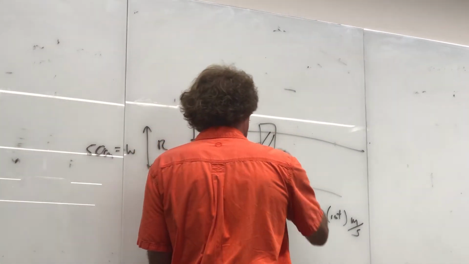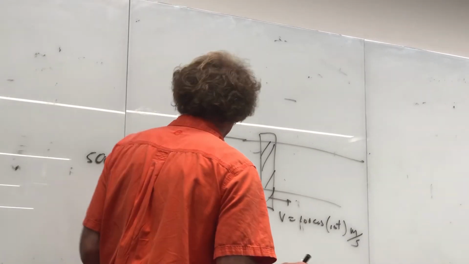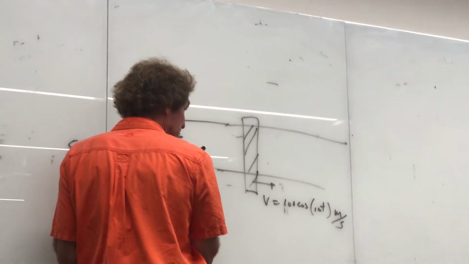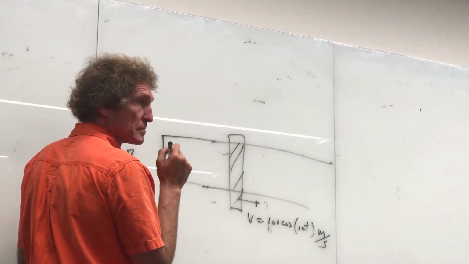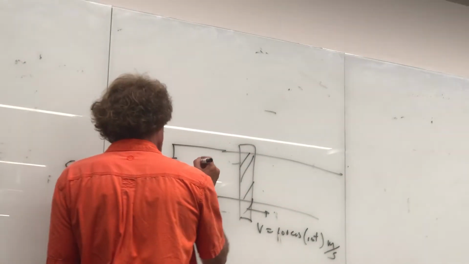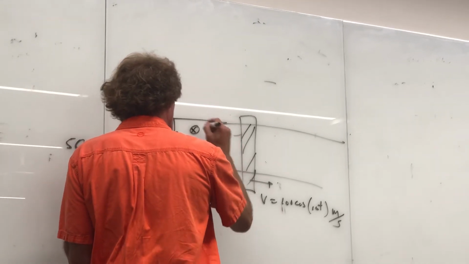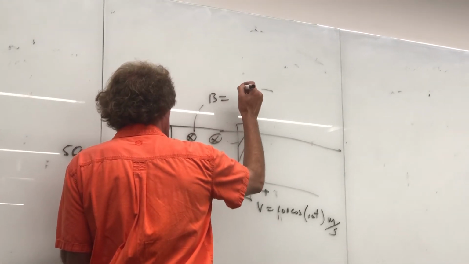Now this is a conducting bar. And the B field's constant? Is it into or out of the board? Into the board. Okay, so we have a B field into the board. And that B field is equal to 10, did you say?